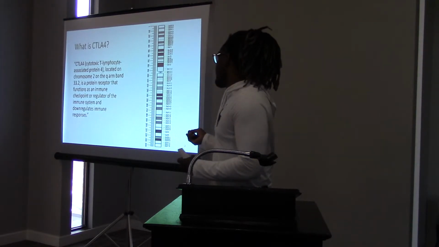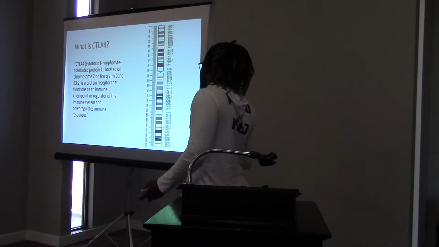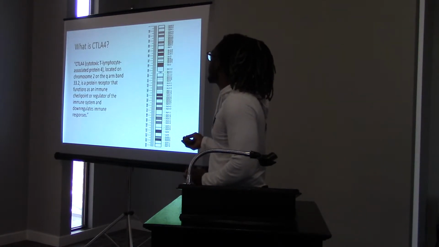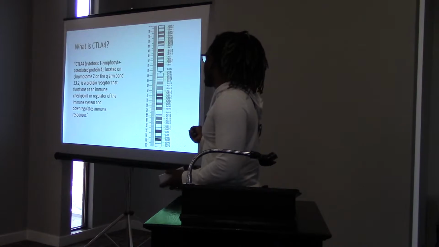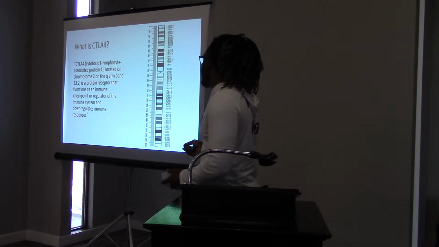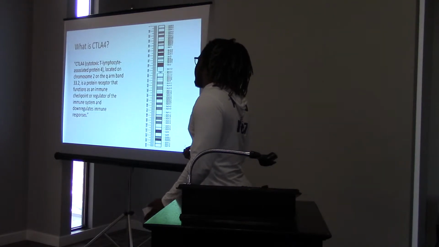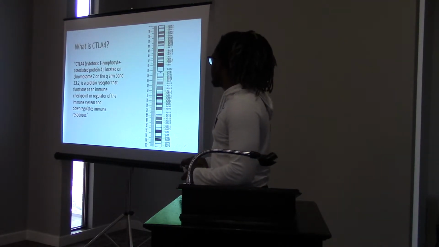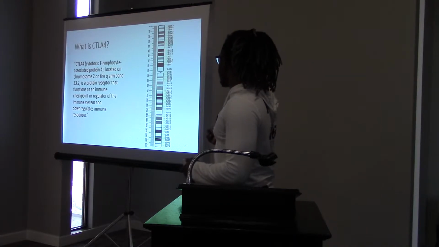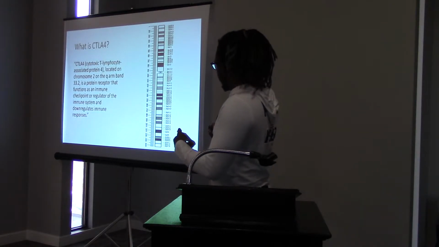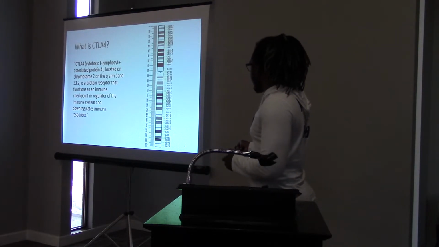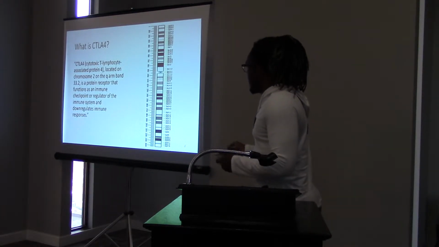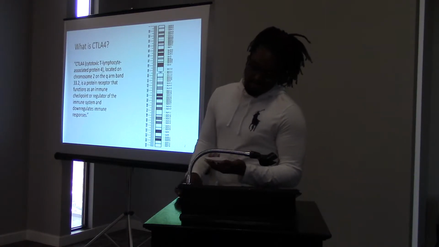So what is CTLA4? CTLA4, or cytotoxic T lymphocyte-associated protein 4, is located on chromosome 2 on the Q arm band at location 33.2. It is a protein receptor that functions as an immune response checkpoint or regulator of the immune system and downregulates immune responses. The short arm is the P arm and the long arm is the Q arm, so that would be located about down here. And so now you're probably thinking, Sam, what is that?